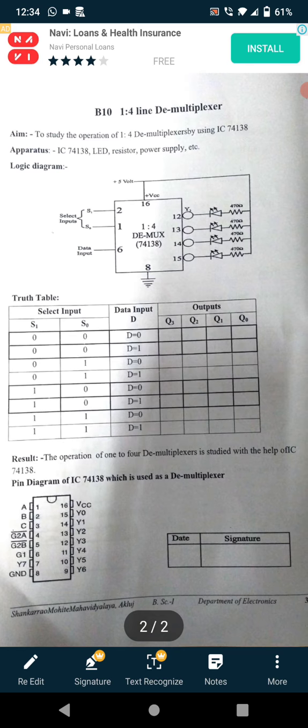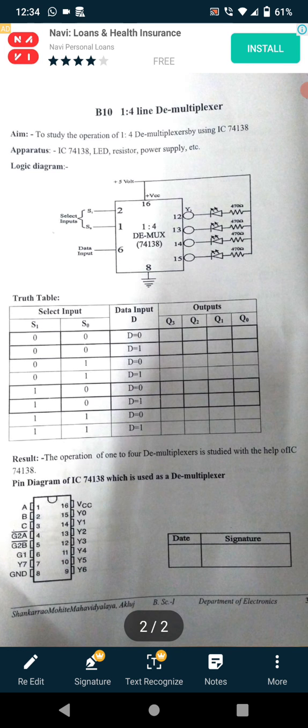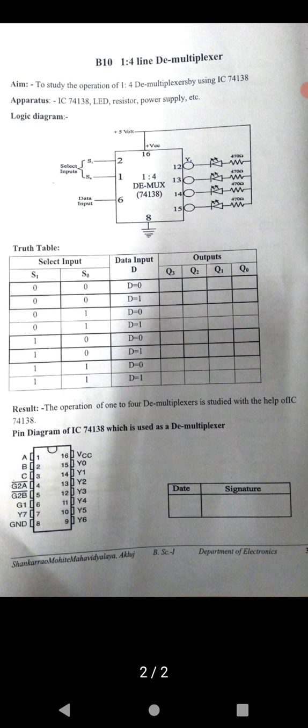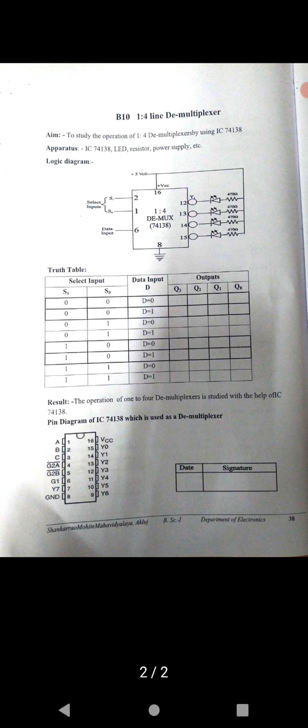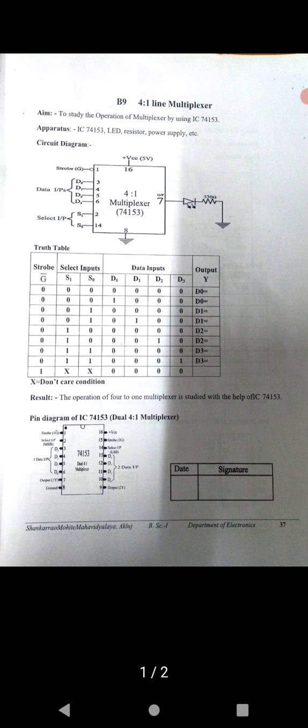The result is that the operation of a 1 to 4 demultiplexer is studied with the help of the IC 74138. In this way, the charts for the 4:1 multiplexer and 1:4 demultiplexer experiments are explained. In the second lecture we designed these two experiments and observed these two tables in our laboratory. I think you all got this chart. Thank you all of you.